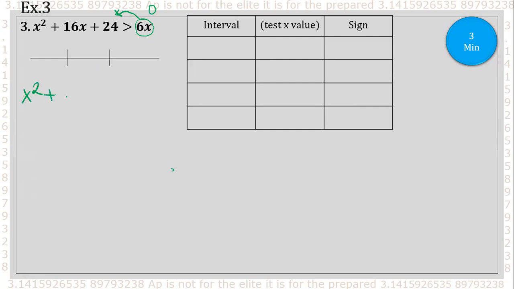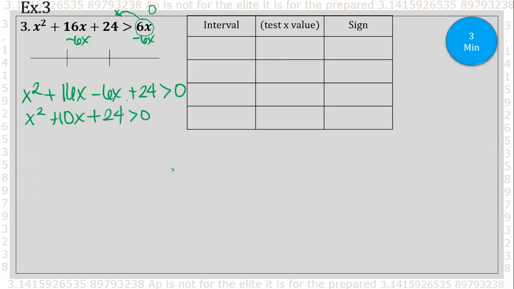So x squared plus 16x, if I move the 6x by subtracting on both sides, I can see that I can indeed combine like terms. Okay, so 16 minus 6, that is a positive 10x plus 24 must be greater than 0. Now that right there looks like I can factor it, or I can use the quadratic equation.